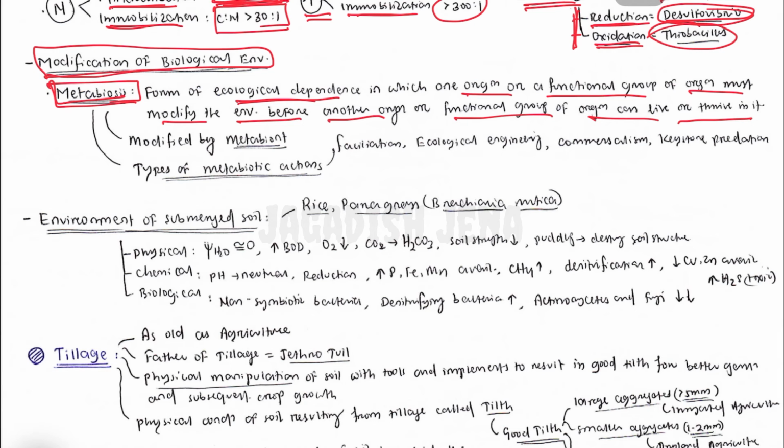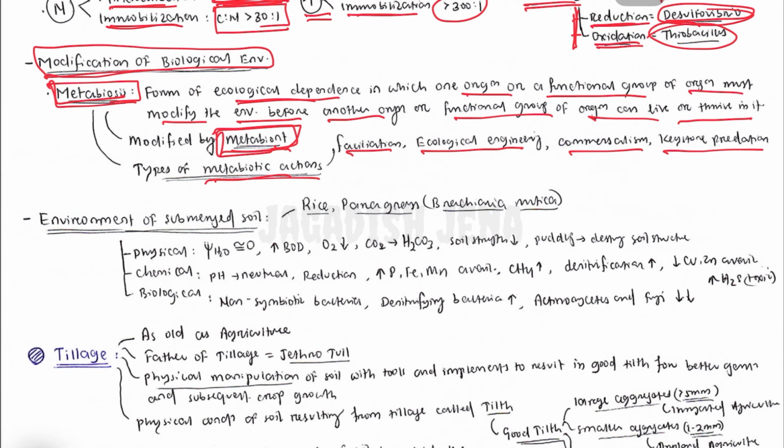Okay. So basically, one organism or a group of organisms modifies the soil environment for another group of organisms before that other group actually lives in the soil. This process is known as metabiosis, and it is carried out by the metabiont, the previously existing organisms. Types of metabiotic actions like facilitation, ecological engineering, commensalism, and keystone predation are important metabiotic actions which we will discuss in other lectures.